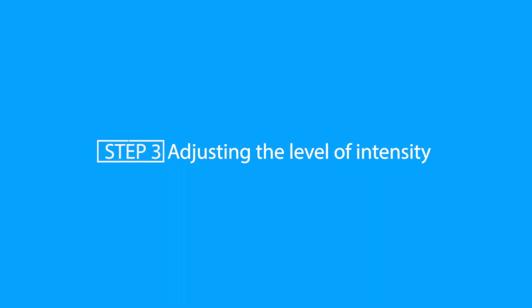Step 3. Adjusting the level of intensity. After evaluating the level of urgency of your need and the level of vulnerability the other person has, you can adjust how strongly you ask for your request. Would you change the level of intensity you usually practice when you are making a request?